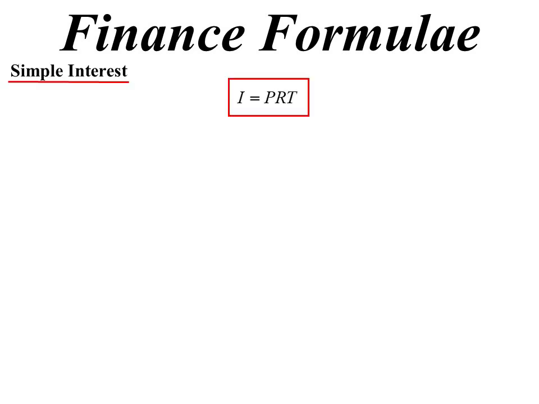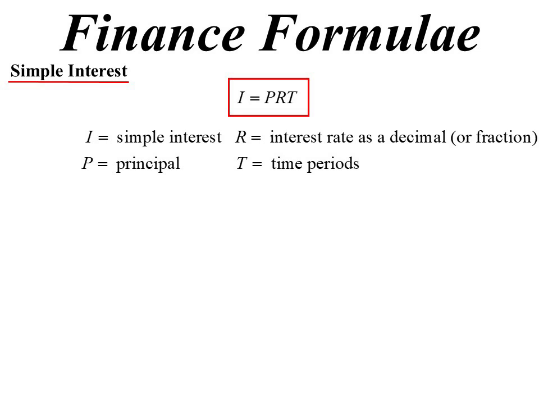Now we just want to recap some basic finance formulas that we know, which we're going to need to use to combine the idea with arithmetic and geometric series. So the first one is just that simple interest idea. It's a very basic formula, PRT. I is the simple interest, P the principal, R is our interest rate, as a decimal or a fraction, it doesn't really matter, and T is our time periods.